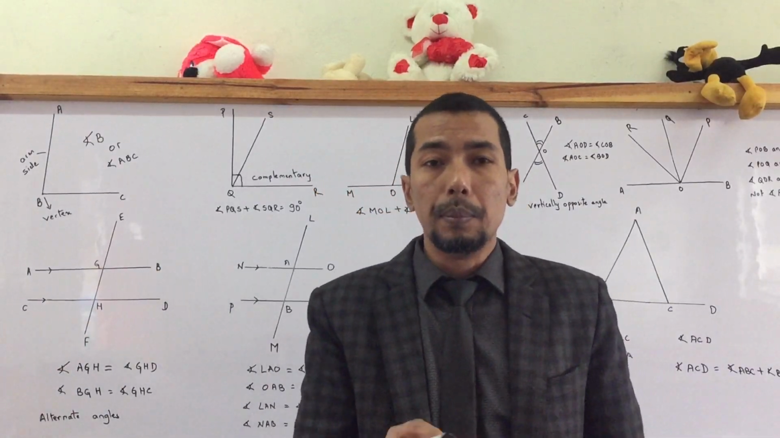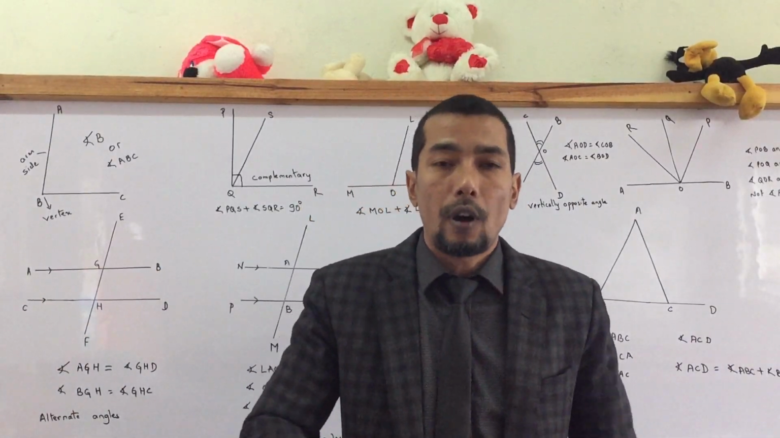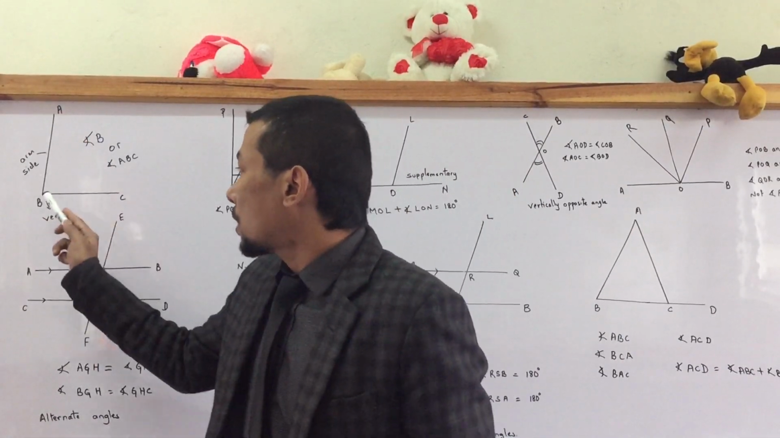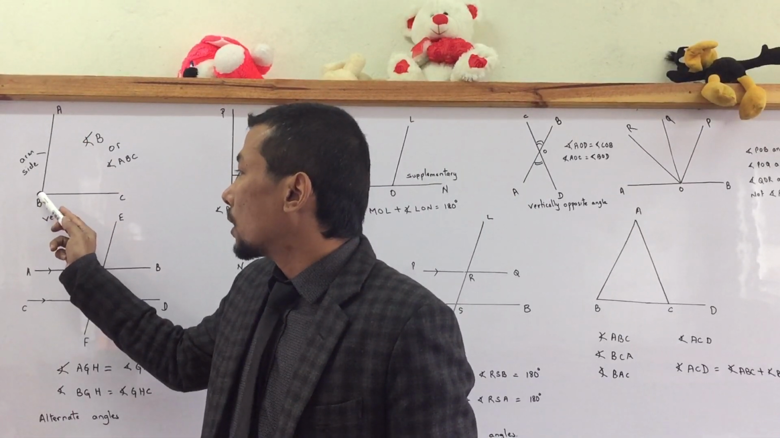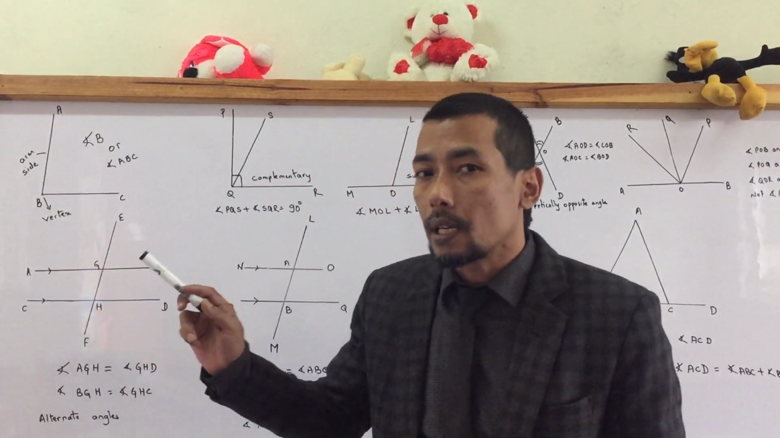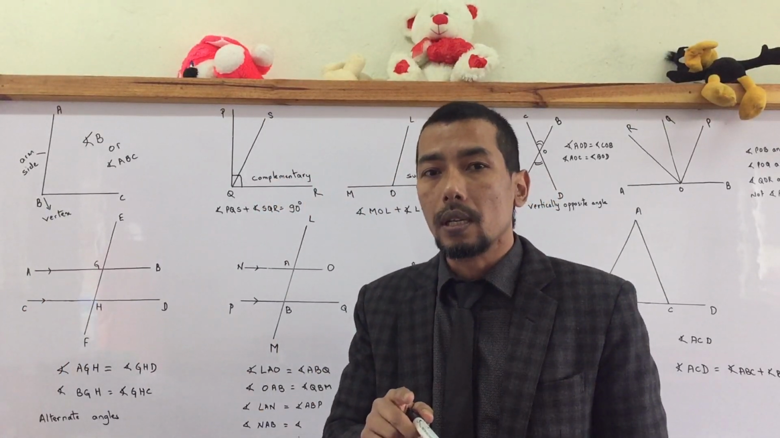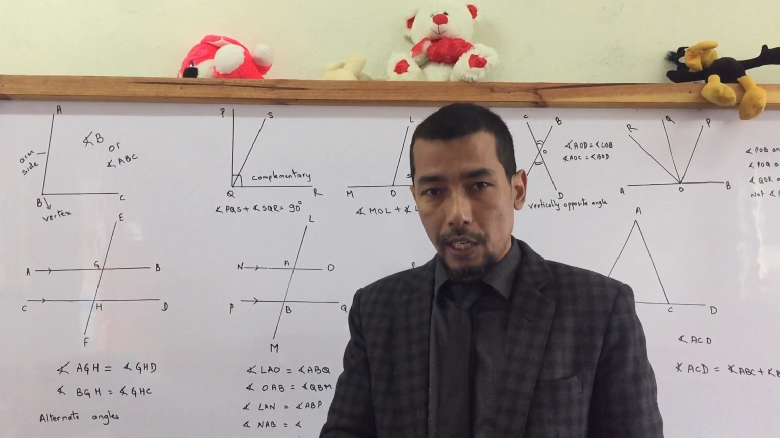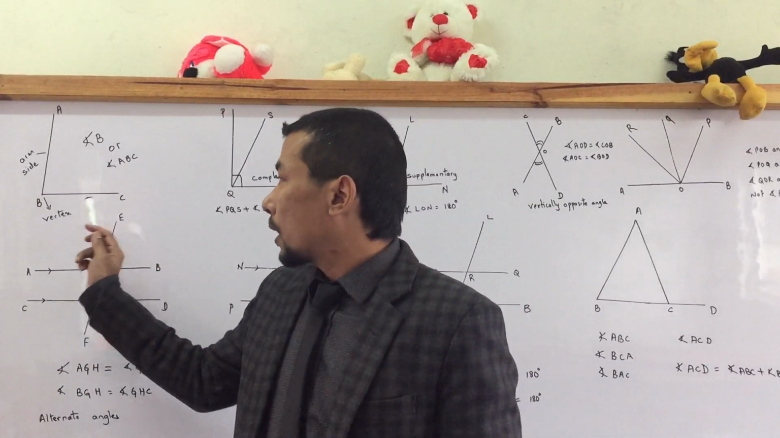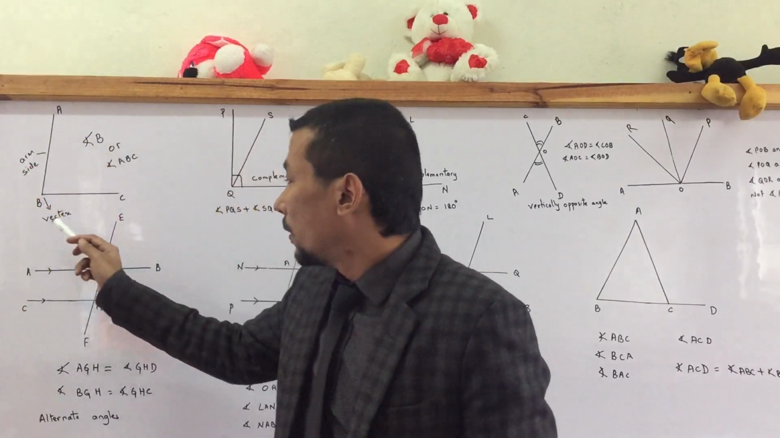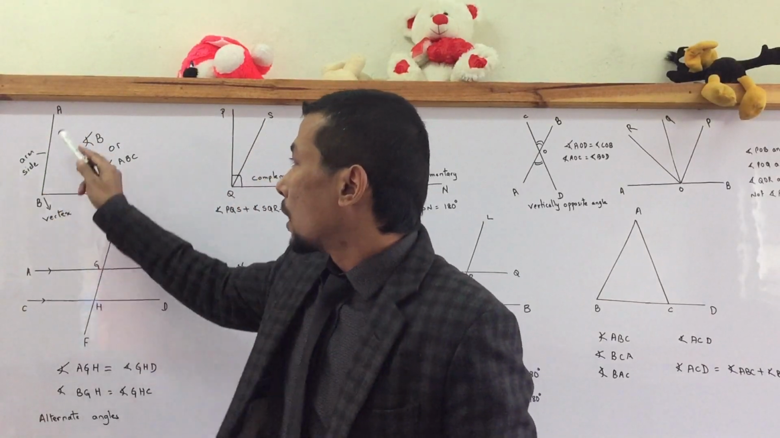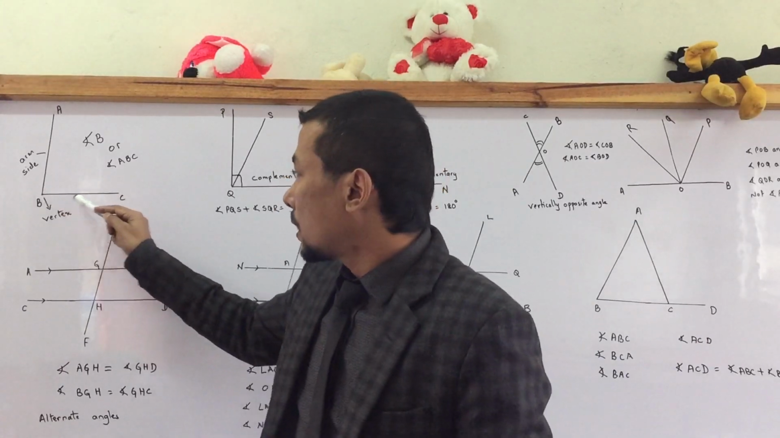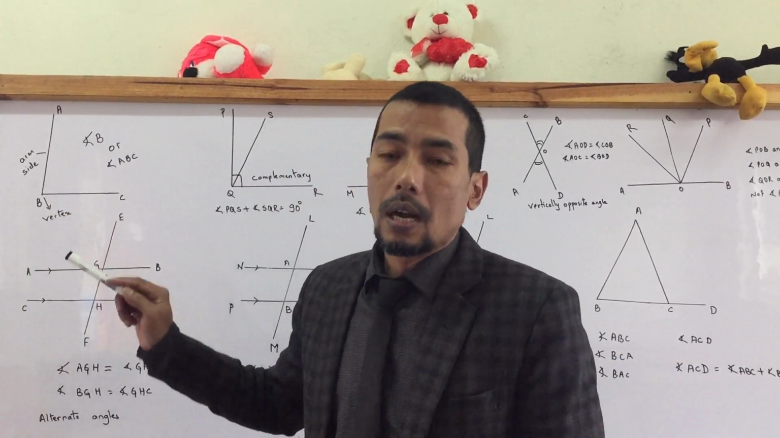When a straight line meets another straight line and forms a corner, an angle is formed. They meet at a point, and that meeting point is called a vertex, V-E-R-T-E-X. And then there are two straight lines. Now in this figure, this is an angle. This is a side, also called an arm. This is another side, also called an arm.